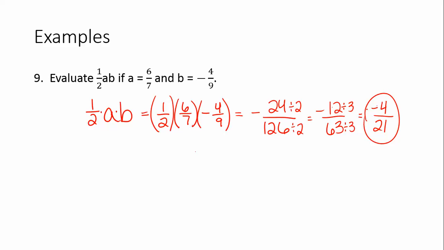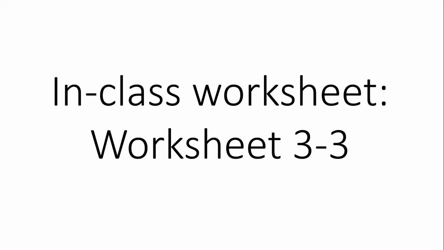Now again, had you done some cross-canceling in the beginning, you wouldn't have had to reduce so many times here at the end. So I do think cross-canceling is a little bit easier because you are canceling smaller numbers versus at the end of the fraction after you've multiplied when you are reducing larger numbers. In class, we're going to work on worksheet 3.3.